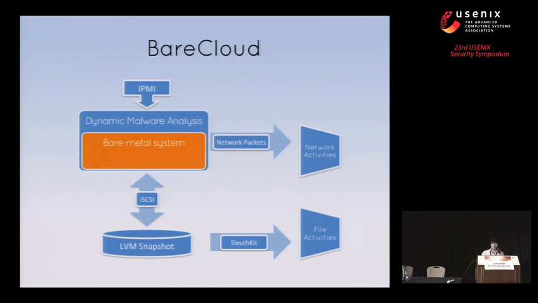And for the file system activity, we extract it from the LVM snapshot that is taken before and after the execution of the malware. We use SleuthKit to understand the operating system level file system details.